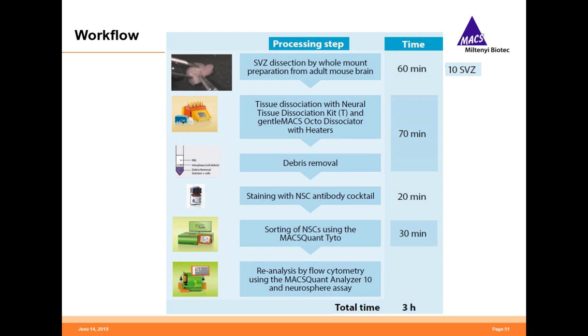The sorting of the NSCs is then carried out with the MACSQuant Tyto. This is a novel multiparametric cell sorting device that uses a microchip-based technology for sterile and gentle cell isolation. So as we need here a combination of markers, sorting with magnetic cell separation is not possible. And after sorting, cells are reanalyzed by flow cytometry, and they can be cultivated in a neurosphere assay.